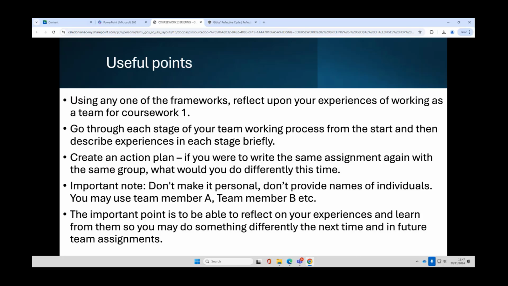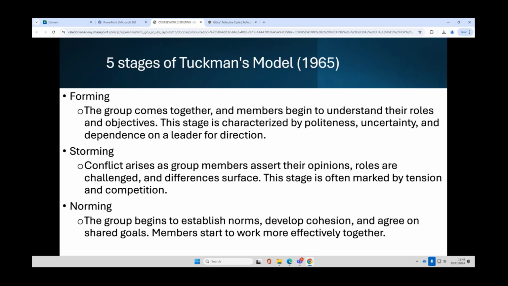Important note, the most important note here, do not make this personal. Do not provide names of individuals in your assignments. Okay, you may use team member A, team member B, or 1, 2, 3, 4, or give them a label or something like that. Do not provide names of individuals. The important point is to be able to reflect on your experiences and learn from them, so you may do something differently the next time and in future team assignments. And that's really an important thing.